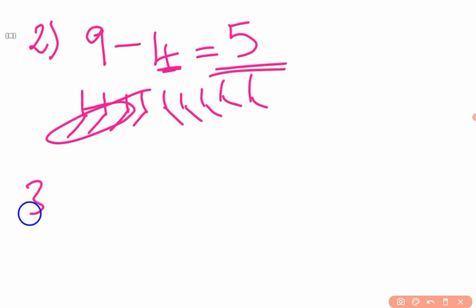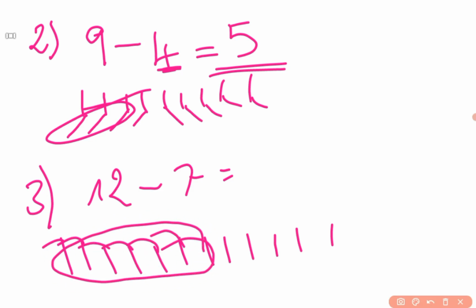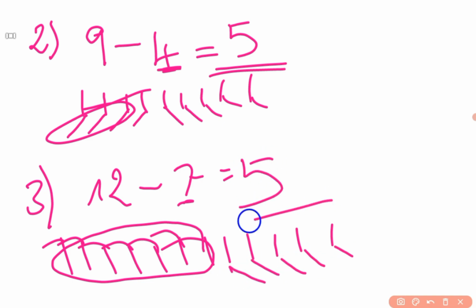I'll take another example. 12 take away 7. So we're going to count 1, 2, 3, 4, 5, 6, 7, 8, 9, 10, 11, 12. Now we'll remove 1, 2, 3, 4, 5, 6, 7. So this 7 will be removed. Then what's remaining is 1, 2, 3, 4, 5. Answer is 5. That's how you do subtraction.